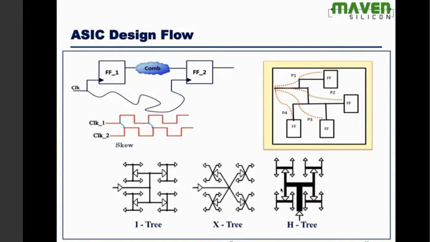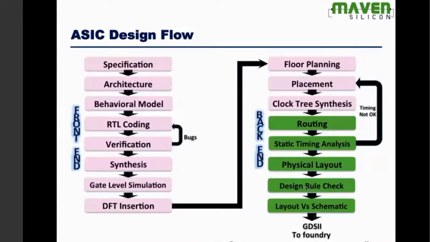Also, we insert buffers like this. Then only the clock will be distributed properly. Otherwise, the clock strength will also vary. Right. So during clock tree synthesis, we look at how to remove the clock skew and how to insert the clock buffers so that you can take care of the clock distribution. Right. So that's called clock tree synthesis.